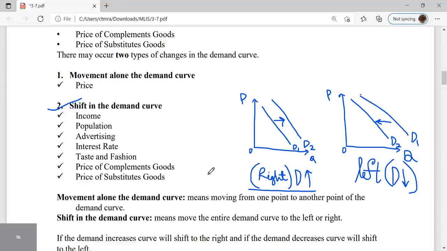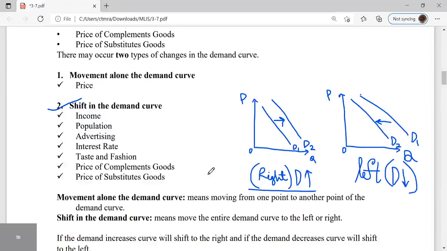Okay, next we have population. So when population increases, what happens to demand? Yes, again it will increase, right? Because there will be more people to purchase your goods and services, so demand will increase.